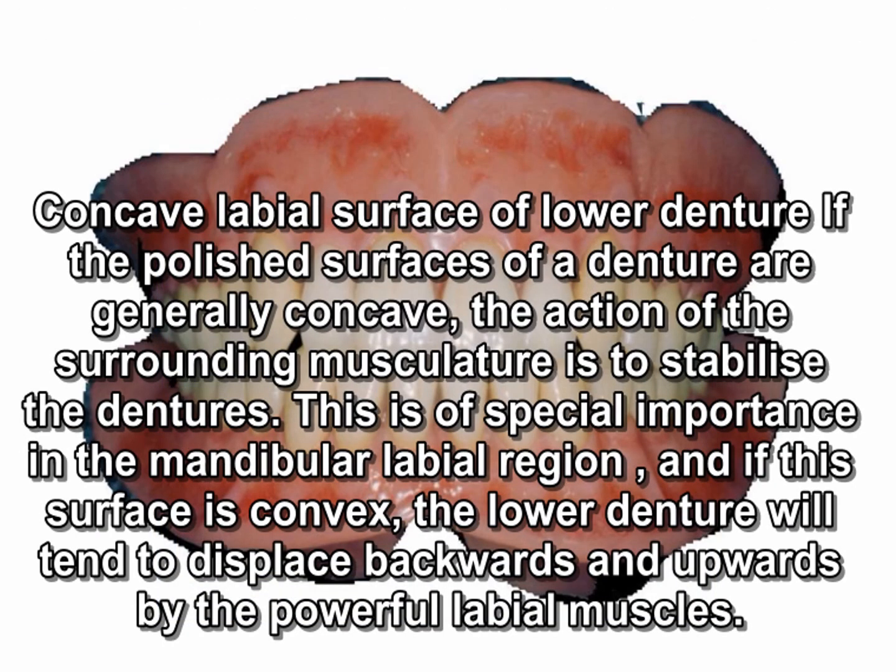of the lower denture. If the polished surfaces of a denture are generally concave, the action of the surrounding musculature is to stabilize the denture. This is of special importance in the mandibular labial region, and if this surface is convex, the lower denture will tend to displace backward and upward by the powerful labial muscle.